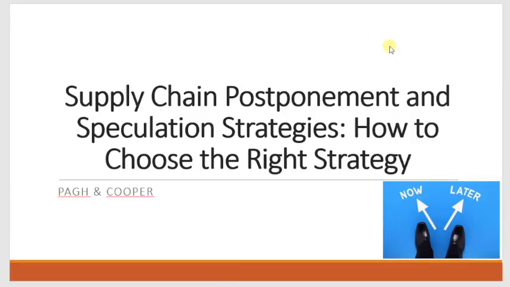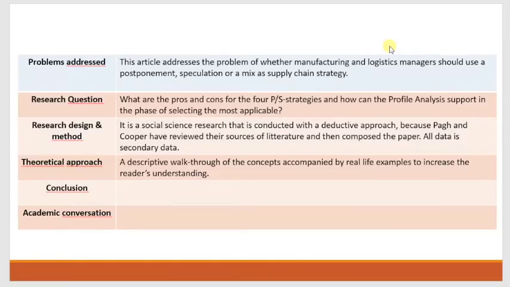We represent the postponement and speculation strategies, how to choose the right strategy by Pagh and Cooper. This article addresses the problem of whether manufacturing and logistic managers should use a postponement, speculation, or a hybrid as a supply chain strategy. The research question can be stated as: what are the pros and cons for the four generic PS strategies and how can the profile analysis support the managers to select the most applicable for their firm.